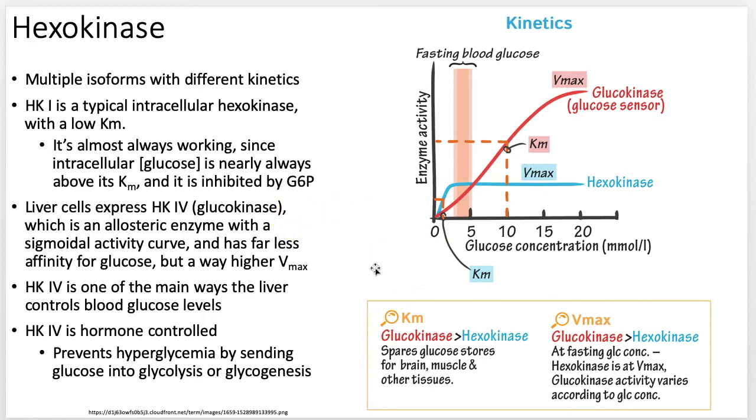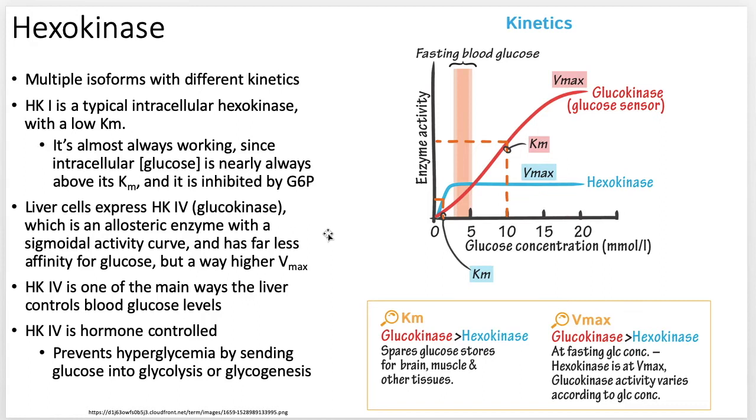Your cells are basically always chopping up glucose to turn it into energy, because your cells just always need energy. And so your cells aren't really dealing with the question of should I store it in my liver or not? That is the job of hexokinase 4, otherwise known as glucokinase. You will more often see it listed as glucokinase, especially when you're comparing the two, but technically it's hexokinase 4.